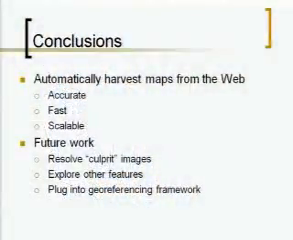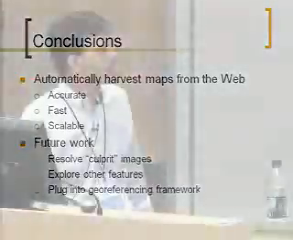Okay, so to conclude, we have developed a method for automatically harvesting maps on the web that's fairly accurate. I think there's a lot more we can do in terms of improving the accuracy, as I said. It's fast and scalable, in the sense that it's really easy for us to add additional maps to improve the overall accuracy without hurting the performance of the system.